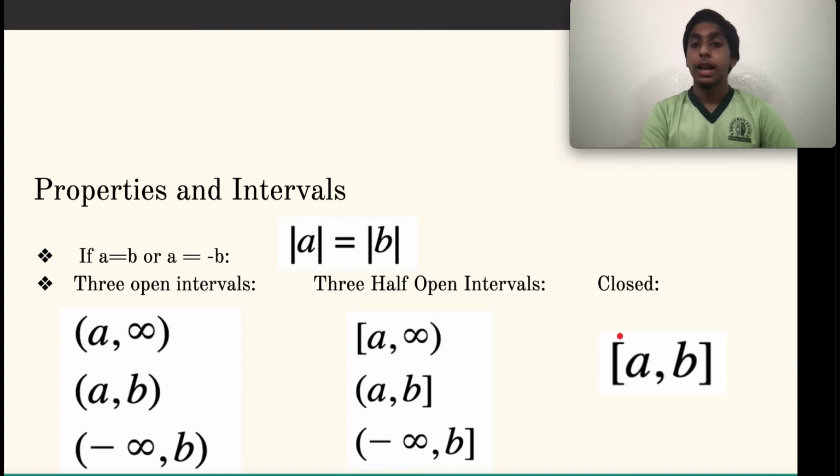And a closed interval has both square brackets, so it is inclusive of everything. Here it's A to B, so this includes both A and B in the solution region and the area in between the two. So make sure to know how to use this interval notation because this is how we're going to be representing some of the answers we get in our equations when it comes to absolute value.